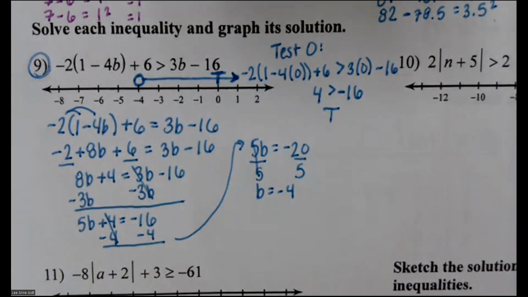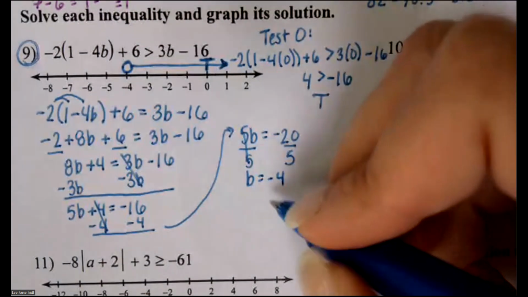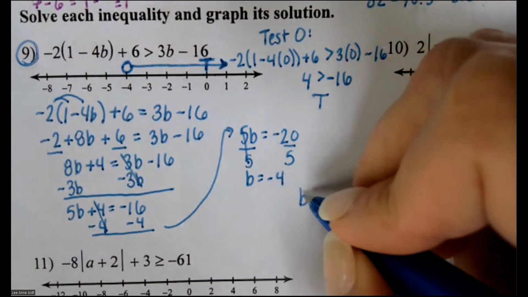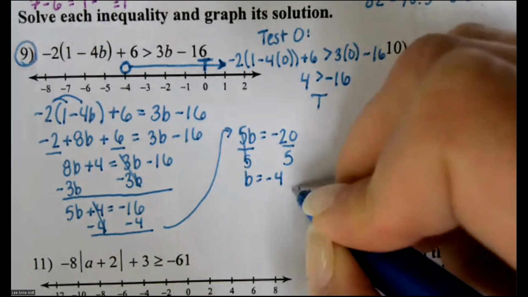Okay, last step. Everyone always forgets. Final answer. B is greater than -4.